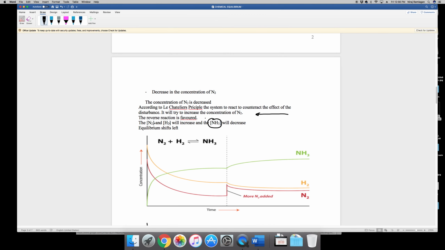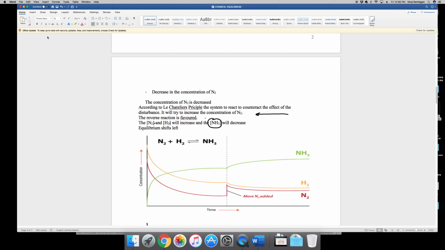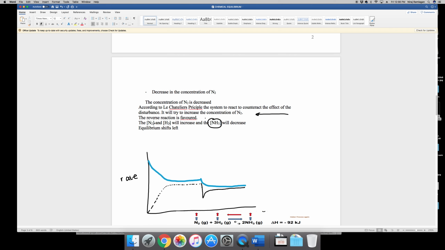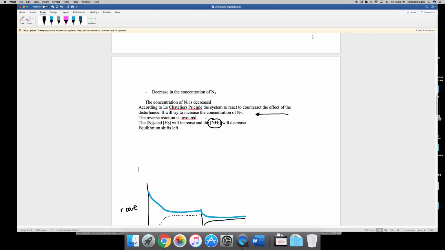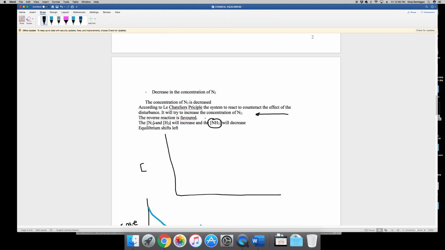And we can look at the graph again. This graph isn't the right graph, so I'm just going to draw it for you quickly. We have our axes of concentration against time.